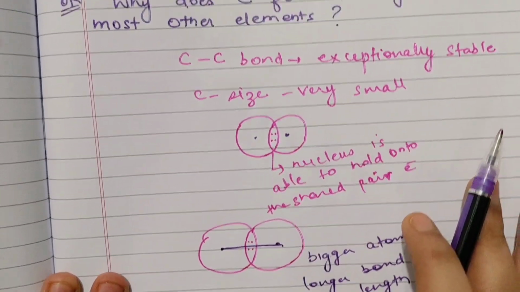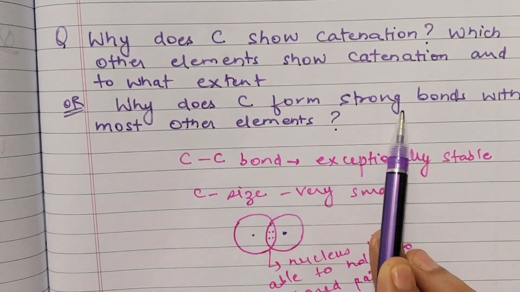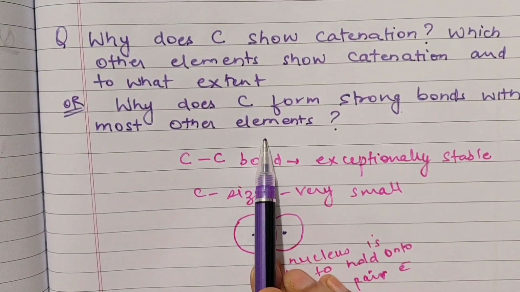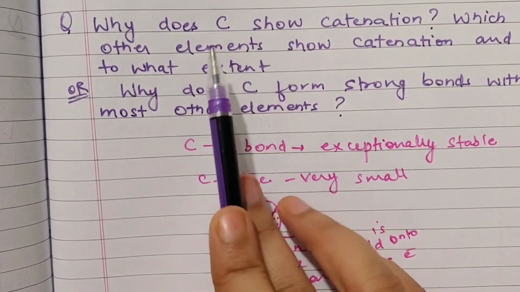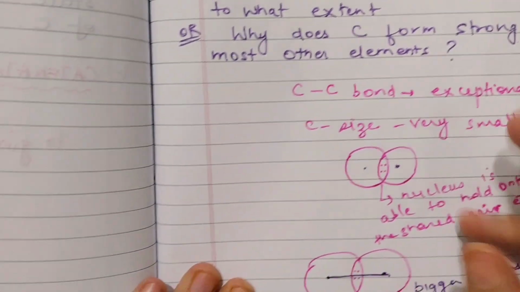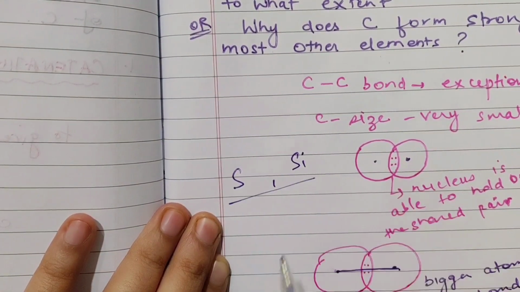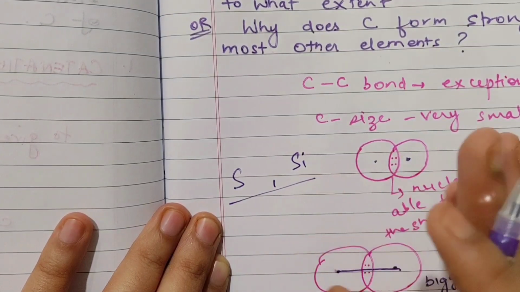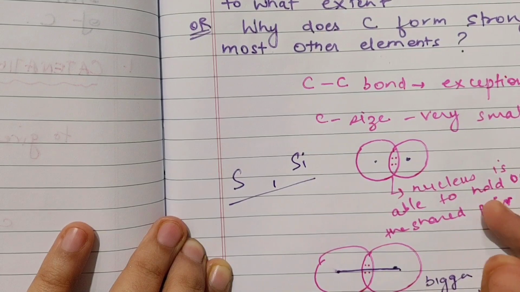Okay, that is the reason why carbon shows catenation and why carbon forms strong bonds with most other elements. It's because of the small size of carbon. Now, talking about which other elements can show catenation, there is sulfur and then there is silicon. But the extent is not much. It's up to 7 to 8 atoms in a molecule. Beyond that, the molecule becomes highly unstable and breaks.